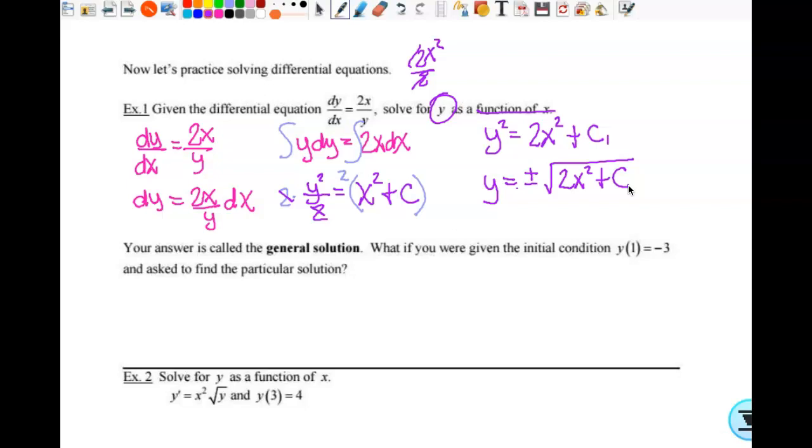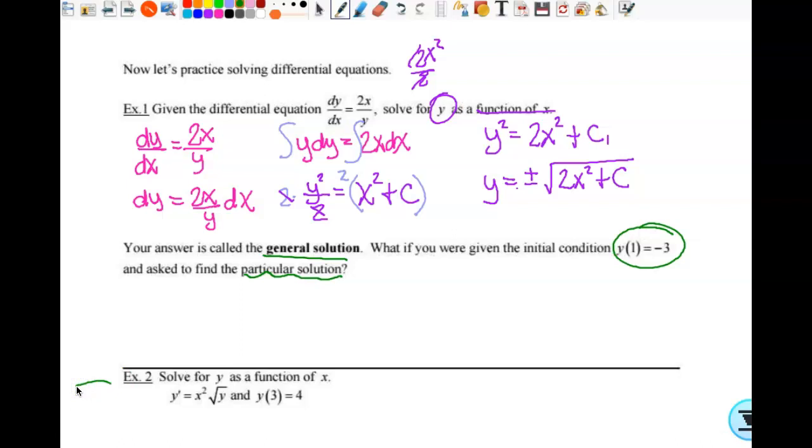So this is y as a function of x. It's what it says right here. Your answer, that answer is the general solution. We are going to find the particular solution because they gave us this. Okay? Now, so we can find c.